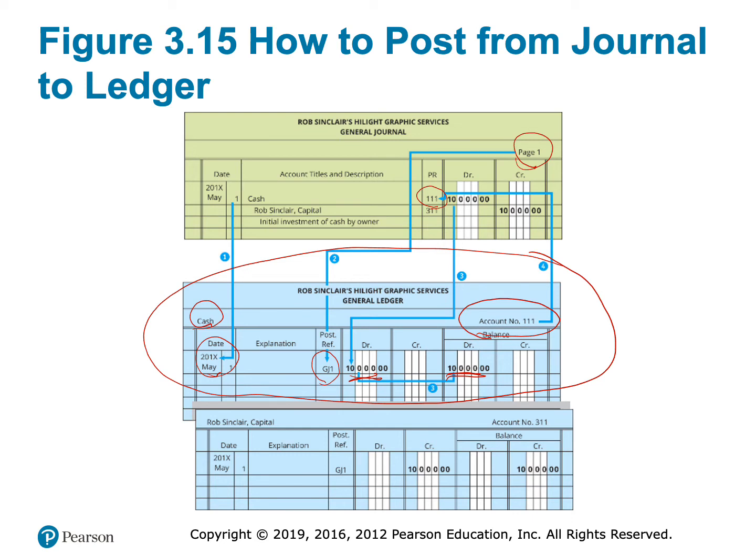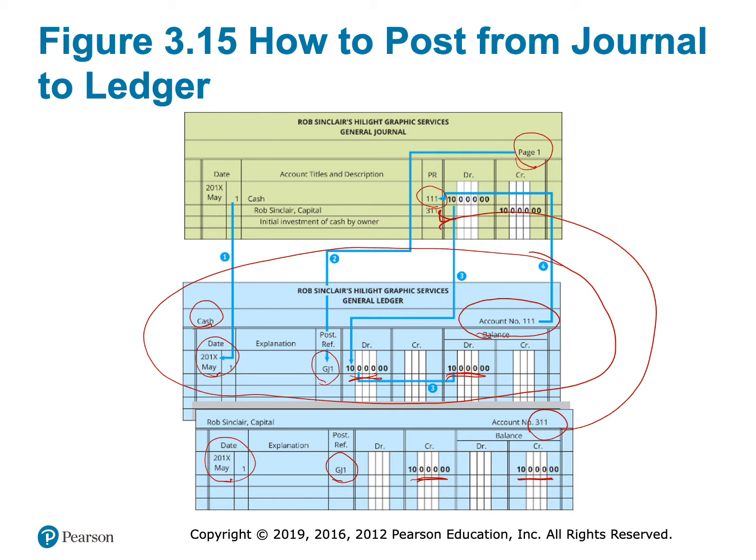So now I'm going to go to my second account. I'm going to go to Rob Sinclair Capital. I'm going to go down here to the capital account. I'm going to put the date. I'm going to put the post-ref GJ1 for page 1 of the general journal. And in the credit column, I'll put 10,000. I'll calculate my new balance of 10,000. And then I'll put the account number up here in the post-ref column of the general journal.